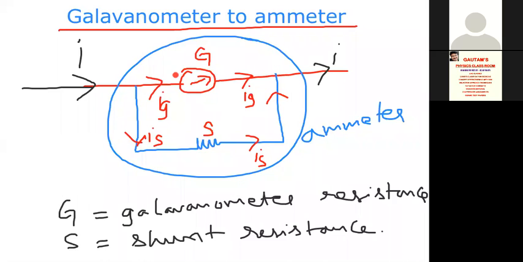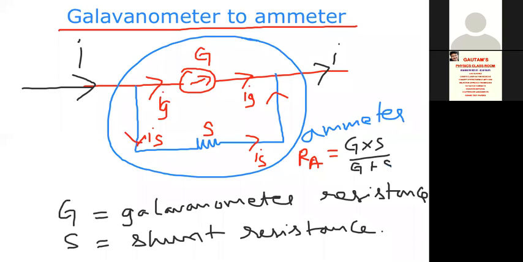This part is only the galvanometer, and the galvanometer will have some resistance, that is capital G. If we connect a small resistance in parallel to the galvanometer, that's called the shunt resistance. Any parallel combination of resistances will decrease the effective resistance. So the effective resistance of this one decreased, that is the ammeter resistance. Suppose the question is asked, what is the ammeter resistance? These two resistances, G and S, are in parallel. So for the total resistance of the parallel combination I can write G into S by G plus S.